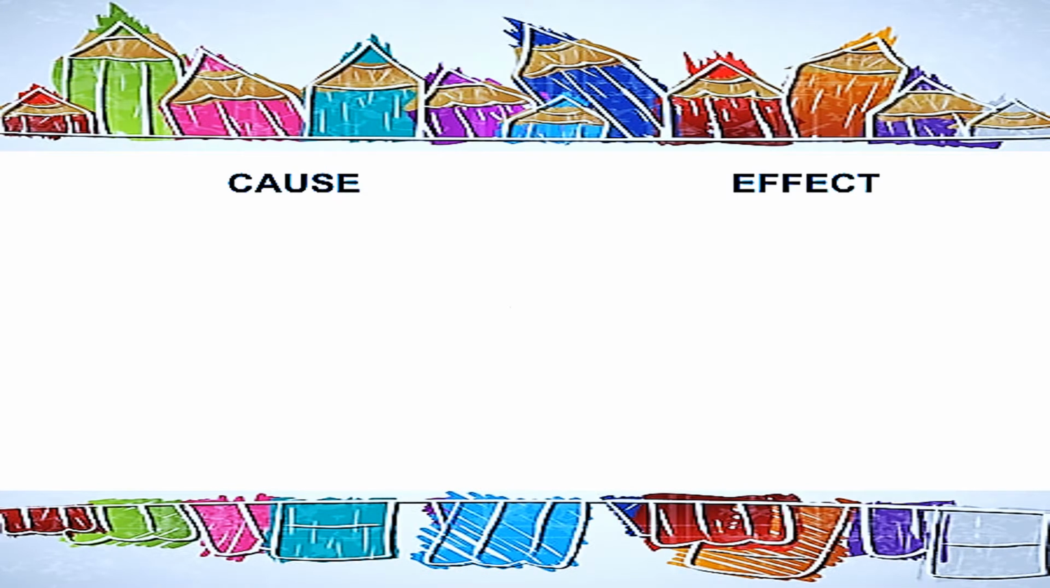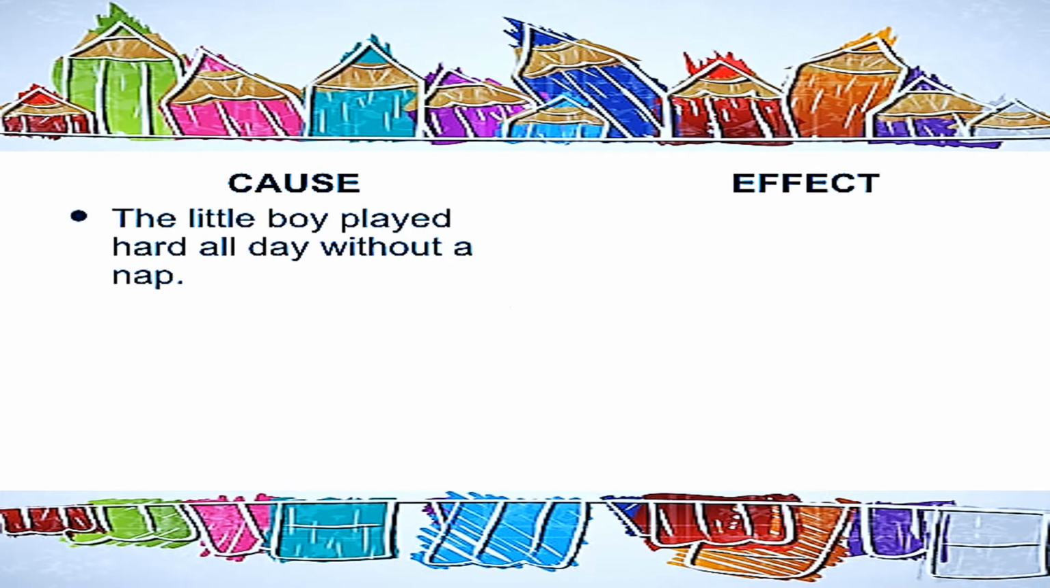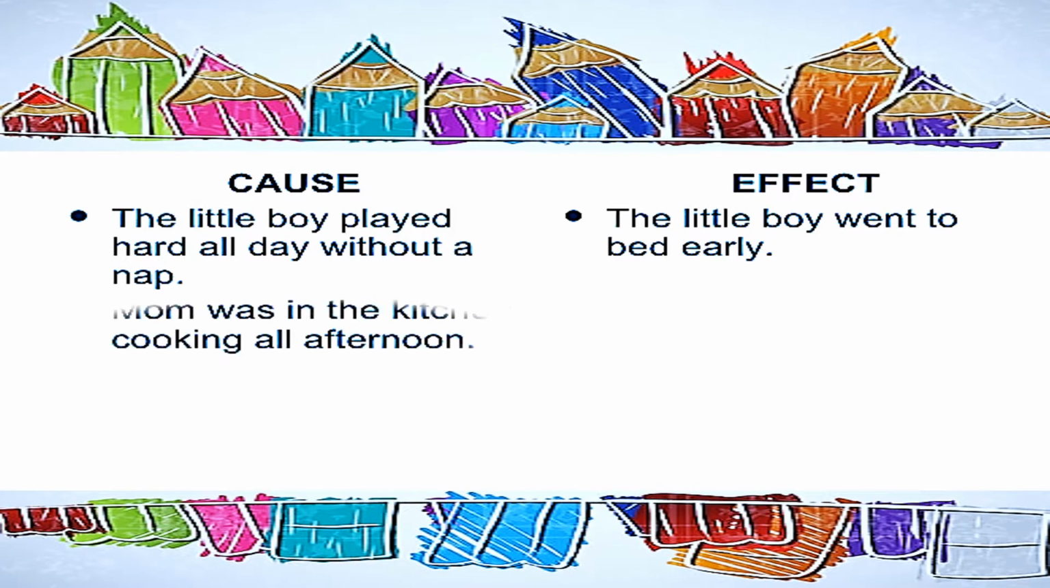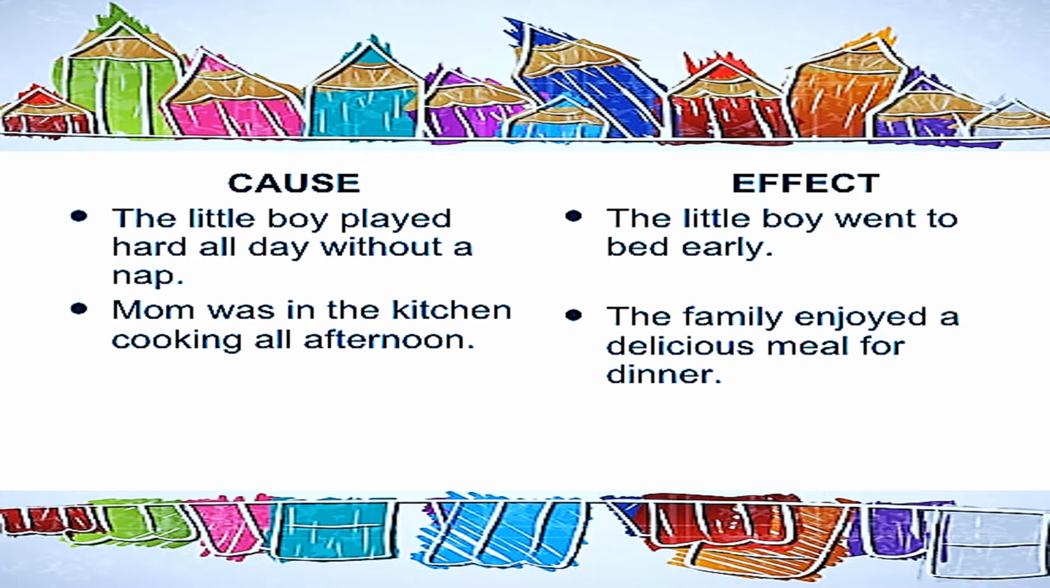Now, let's have some examples. Example number 1. The little boy played hard all day without a nap. That is our cause. Now, what do you think is our effect? You're right. The little boy went to bed early. Next example. Mom was in the kitchen cooking all afternoon. What do you think is our effect? The family enjoyed a delicious meal for dinner.